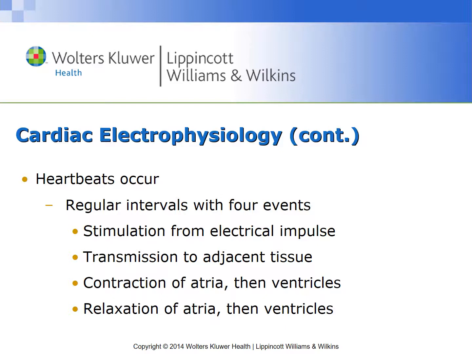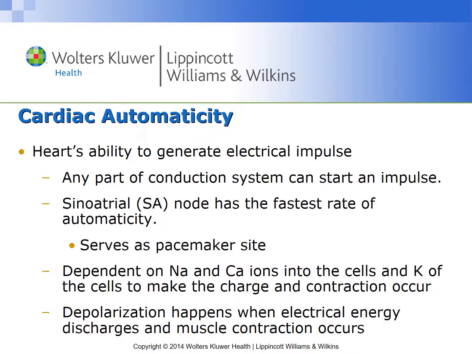So when we think about a heartbeat, it actually has 4 different events. First, we have that stimulation from that electrical impulse, so it's firing. And then we have the transmission of that electrical impulse to the tissue around that area. Then we have the contraction of the atria, then the ventricles. And then we have relaxation of the atria and then the ventricles.